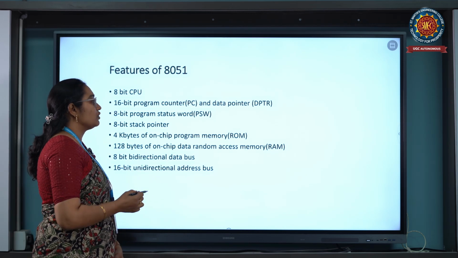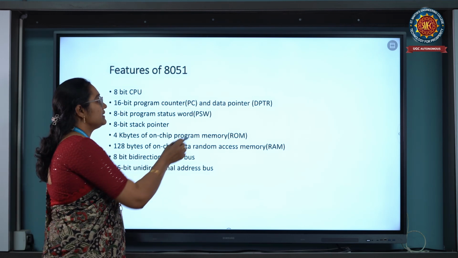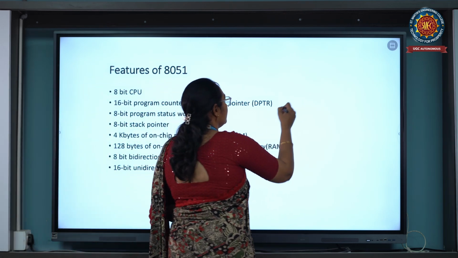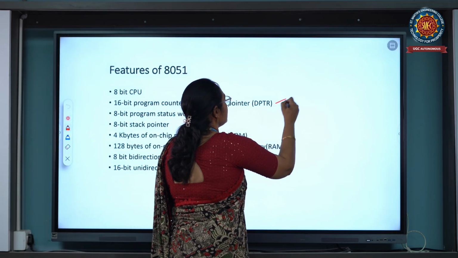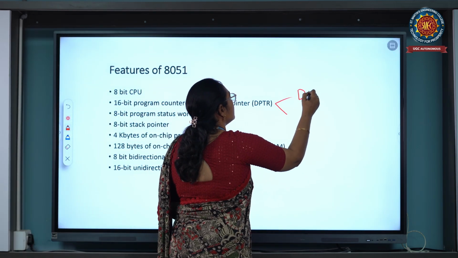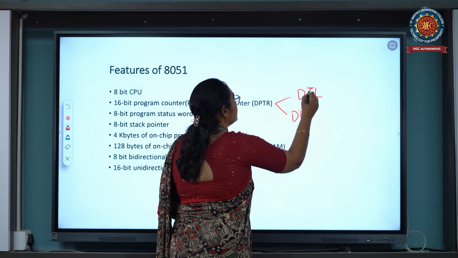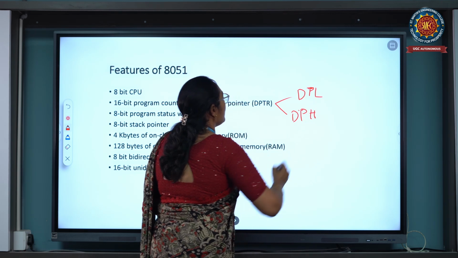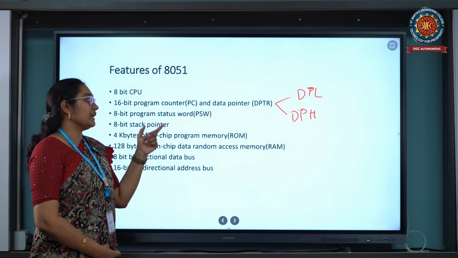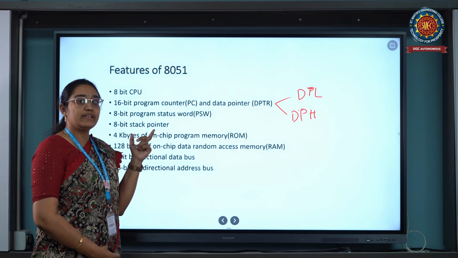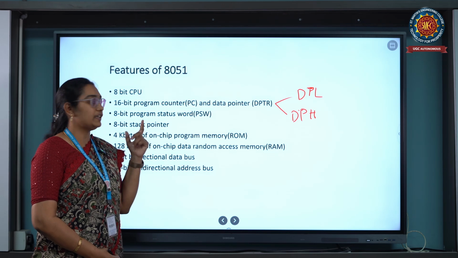The program counter register holds the address of the next instruction to be fetched. The data pointer consists of DPL and DPH, data pointer low and data pointer high, each of size 8-bit. DPL represents the lower bits of the data pointer register, and DPH represents the higher order bits of the data pointer register.